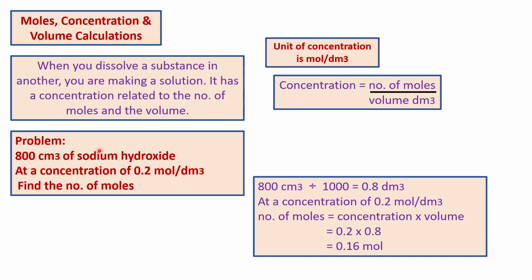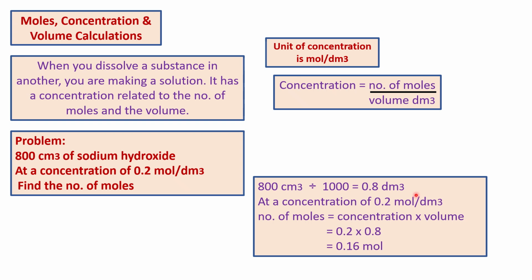You have a problem. It says you have 800 cubic centimeter of sodium hydroxide at a concentration of 0.2 mole per decimeter cube. Find the number of moles. The first step is to change the volume from the unit cubic centimeter to the unit decimeter cube, and you do this by dividing by 1000. So 800 divided by 1000 equals 0.8 decimeter cube.